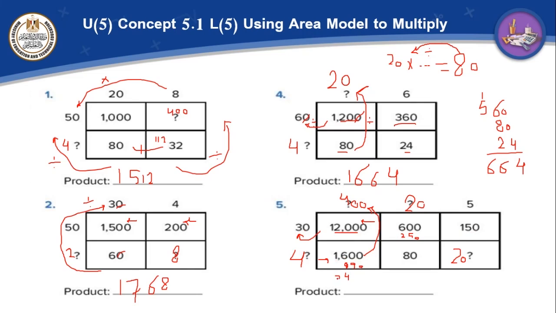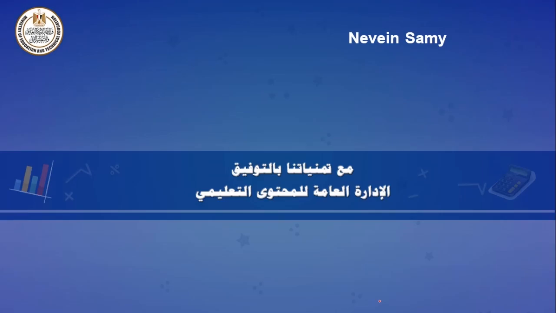So here 2,450. 2,450 plus 12,000, so 0 plus 0, 0, 0 plus 5, 5, okay, 0 plus 4, 4, 12 plus 2, so you get 14,450.